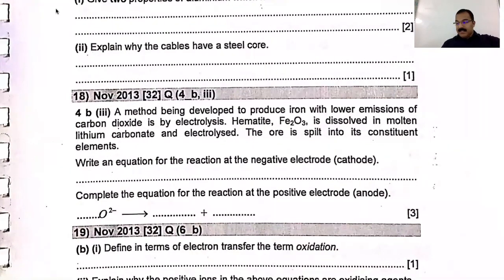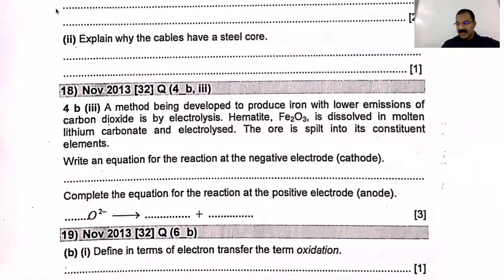A method being developed to produce iron with lower emission of carbon dioxide is by electrolysis. Hematite is dissolved in molten lithium carbonate and electrolyzed. The ore is split into its constituent elements. Write an equation for the reaction at the negative electrode.